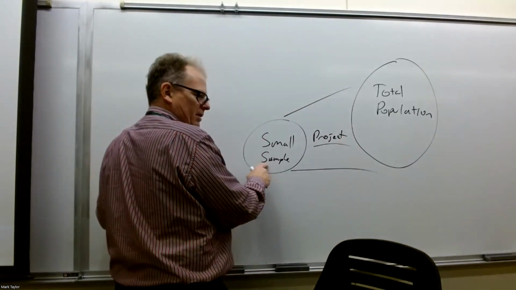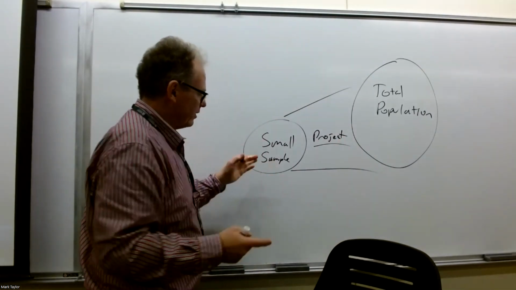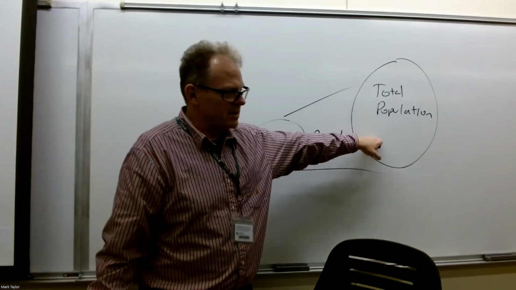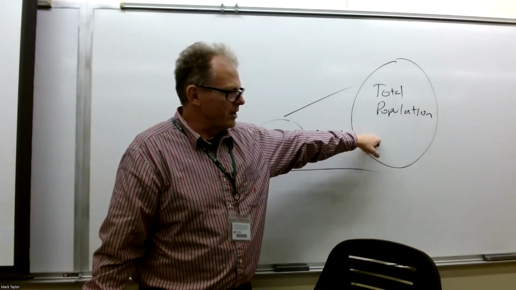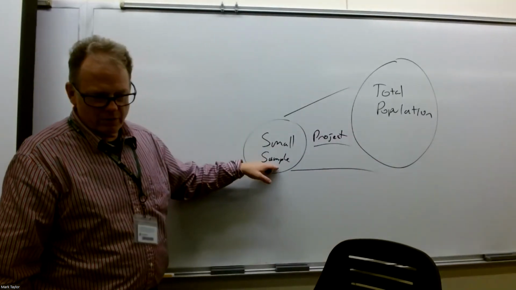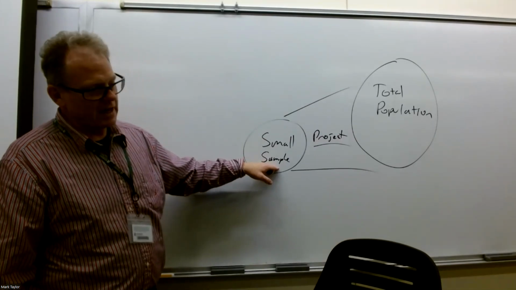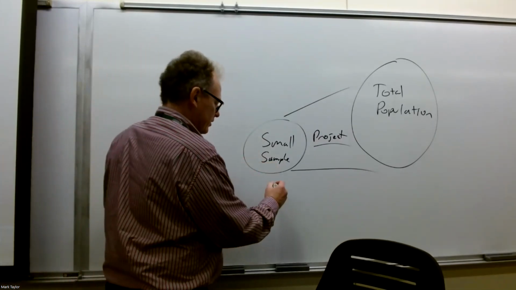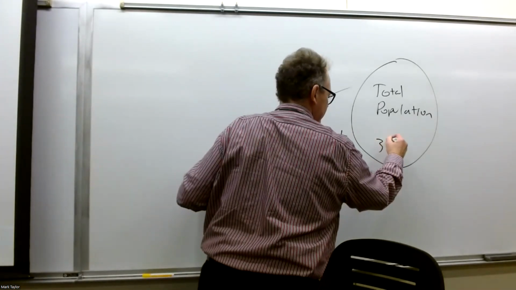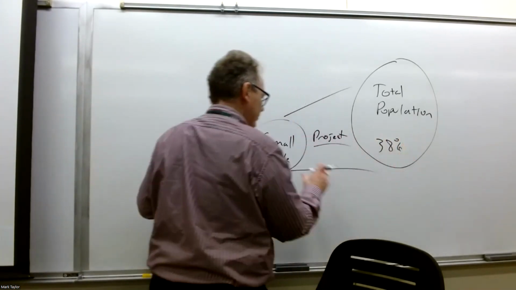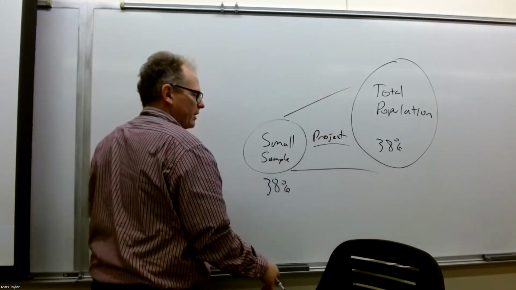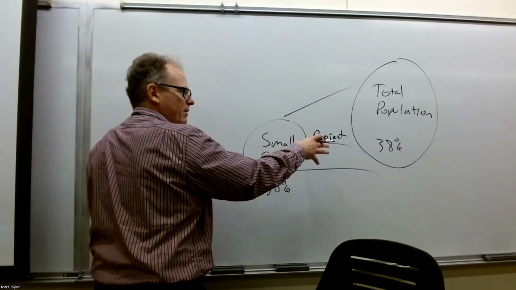It could be for anything, like medicine. Say we have a medicine we want to try. The entire population is 8 billion people, and we can't do it on everybody. But we'll take a small sample, 100 or 200 people, run the medicine on them, and say, if it works in 38% of these people, then it probably works on 38% of the entire population. If you get a large enough sample, it will be representative of the total population.